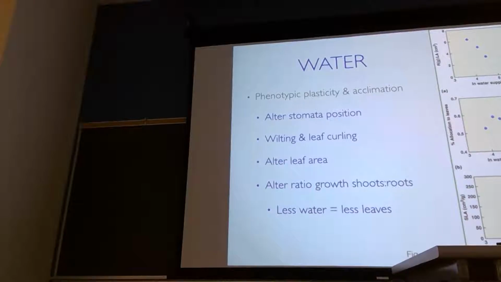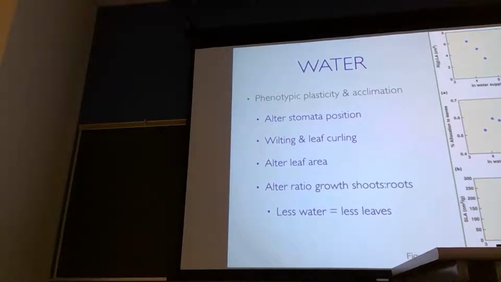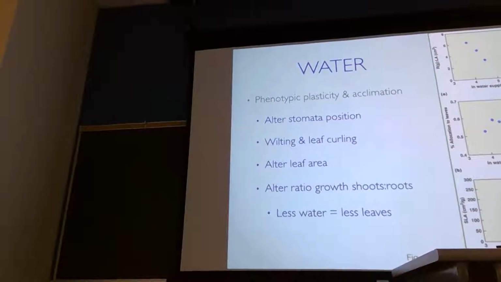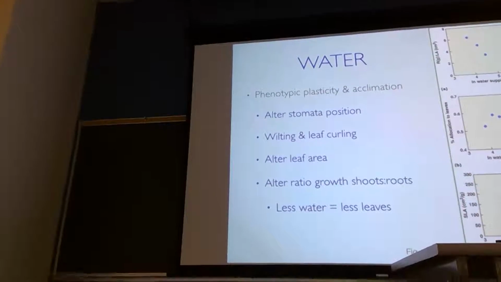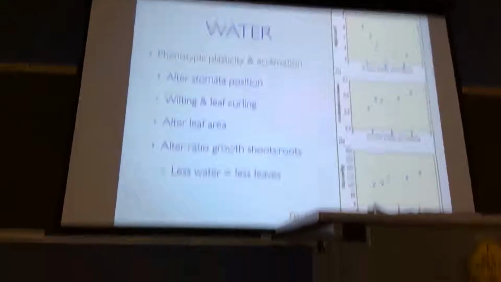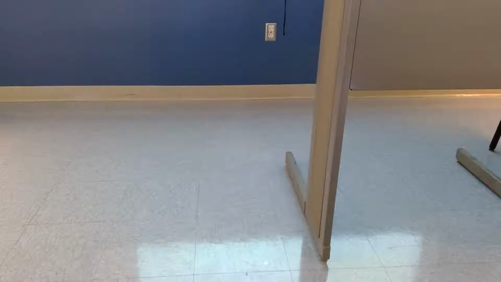They can also alter leaf area. They'll grow smaller leaves given dry conditions because they're trying to conserve water resources. Not because there's less carbon dioxide or nutrients potentially, but because they know that this is a water loss liability. And of course, a plant can alter its ratio of growth in the shoots to roots ratio. Again, they have fewer leaves when there's less water. You'll get a lower ratio of shoots to roots when water availability is low.